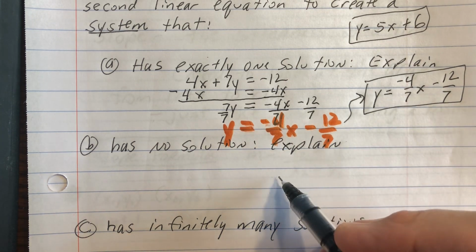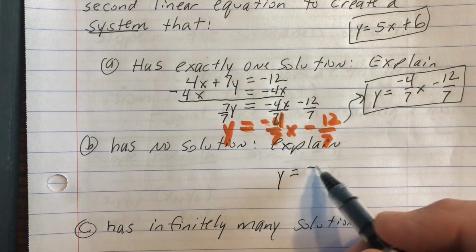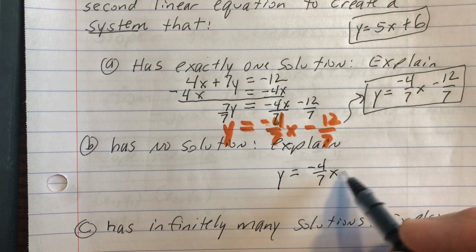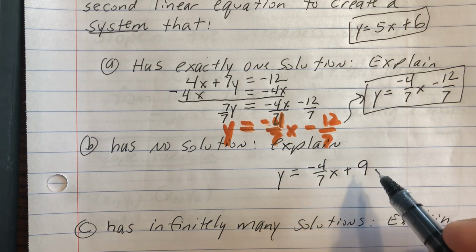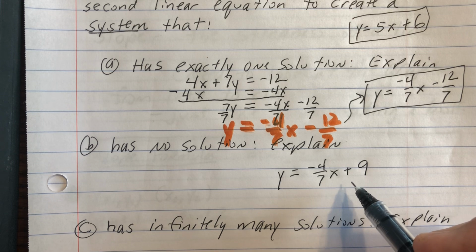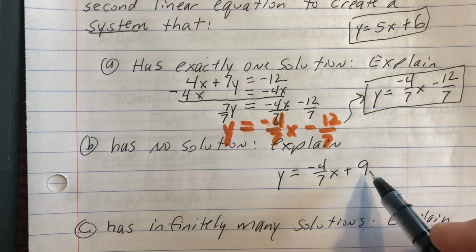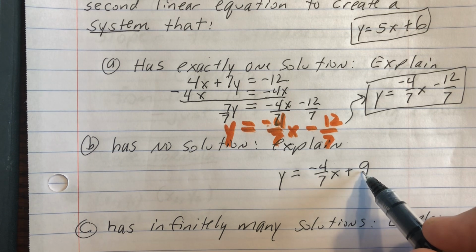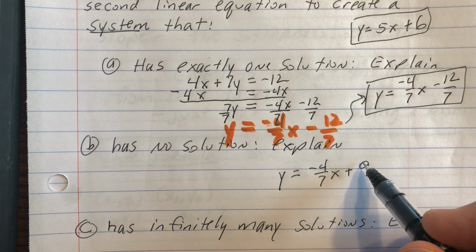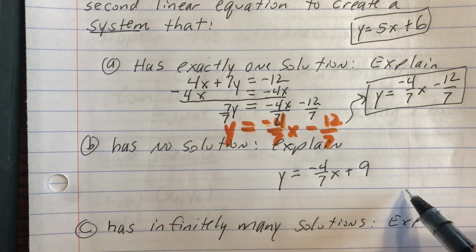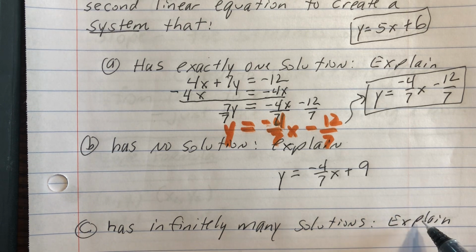So for example, I could write here y equals negative 4 sevenths x plus 9. Now what that does, if we were going to graph this, I would start the graph of this equation at my y-intercept, positive 9. And then the slope is negative 4 over 7, so my vertical change is the negative 4. I would go down 4 units and then to the right 7, down 4 over 7.